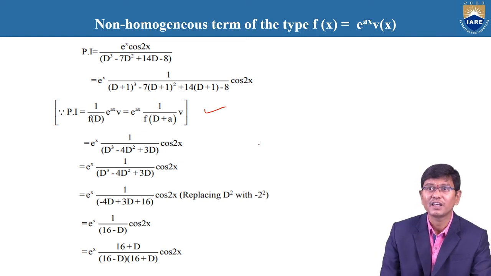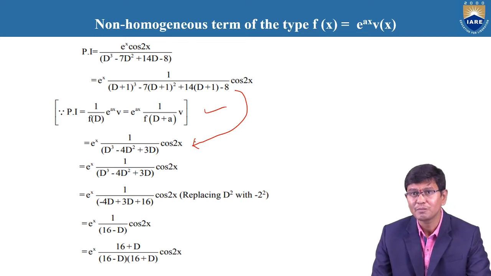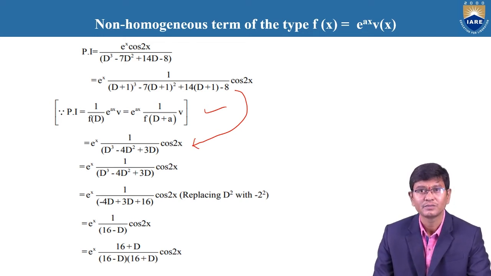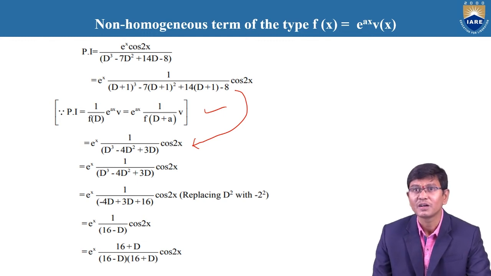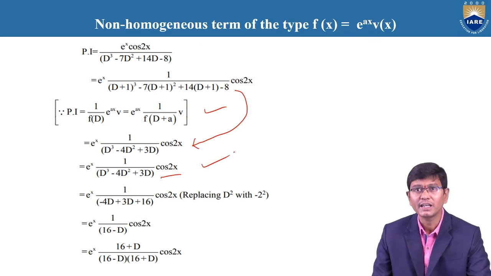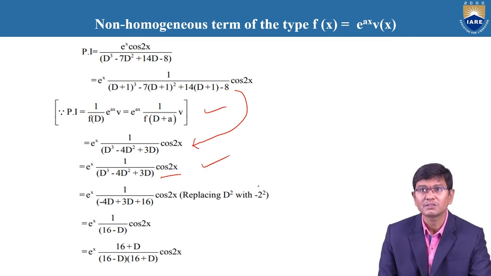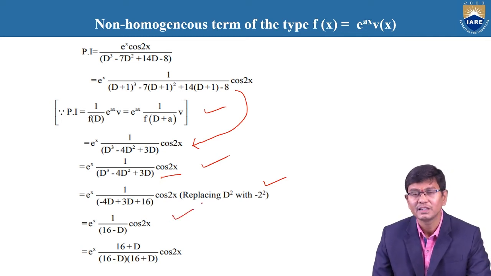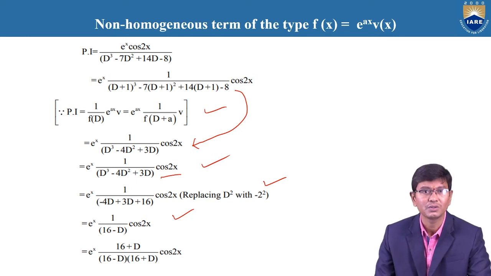After simplification, the denominator reduces to e power x into 1 by D cube minus 4D square plus 3D into cos 2x. Once again, the second part is cos 2x, which is type 2 only. We need to replace D square with minus a square. Here a is 2 only. Therefore, D square is equal to minus 4. After replacing D square with minus 4, the equation reduces to e power x into 1 by 16 minus D into cos 2x.